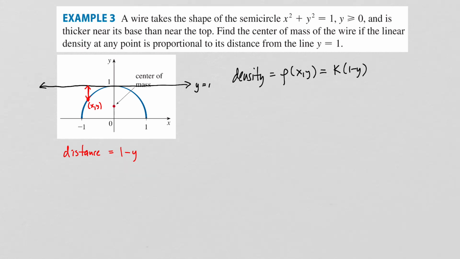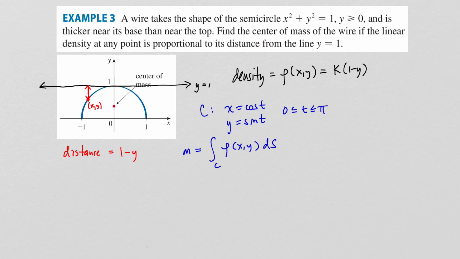Now, the next thing is the parameterization of the curve C here. So the parameterization of the curve C is simply x equals cosine of t, y equals sine of t. T is going to be a value between 0 and pi. And the other thing we need to know is the total mass is the integral along the curve of the density function with respect to the arc length. Okay, so this is just a modification of the formula that we learned in an earlier video about the total mass. So we can calculate this.